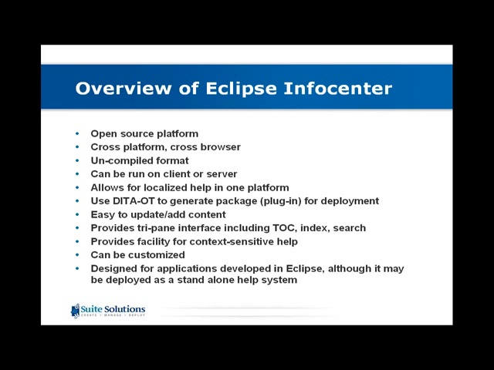We'll see later on that Eclipse provides a tri-pane interface: TOC, index, search. Many of the other free cross-platform or cross-browser systems provide a TOC and index, but the search is much more difficult to implement. It is possible, but much more difficult. It provides a facility for context-sensitive help, for those of you who are doing that, as a standalone help. As we will talk about a lot, this can be customized. And as we talked about before, although it was developed for Eclipse, it can be deployed as a standalone help system.